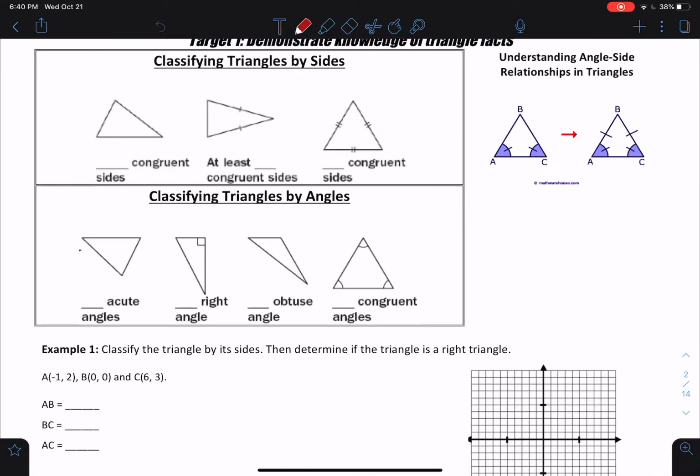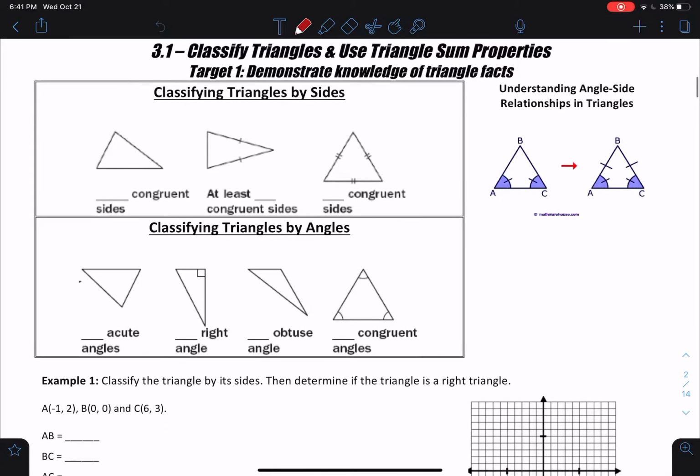Alrighty, so let's dive into triangles. In this unit, we're going to be talking about triangles. First off, we've got to do some vocab. What are triangles if we want to classify them by their sides?